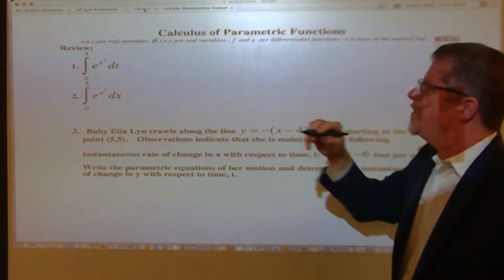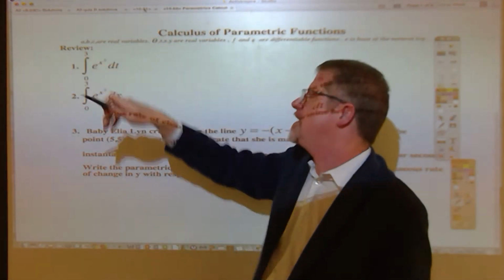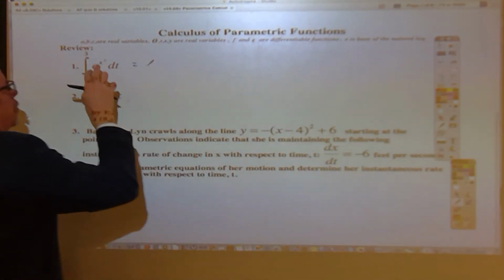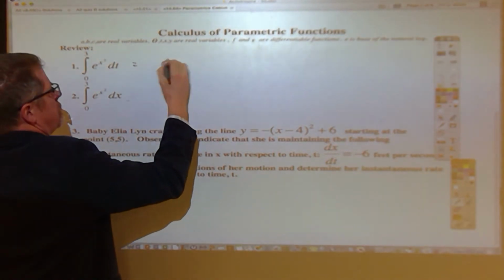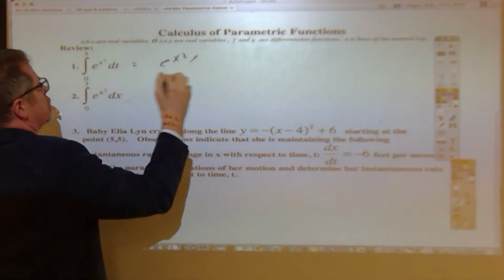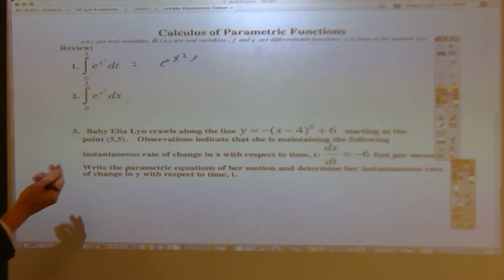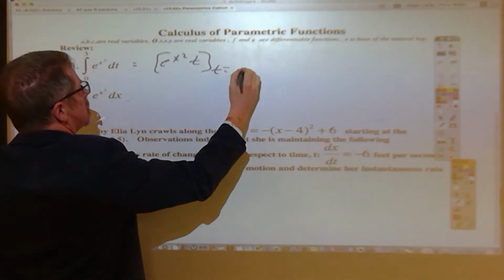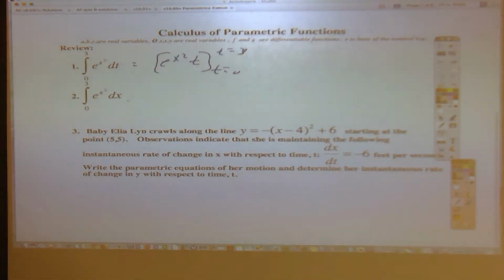First of all, reviewing the definite integral of e to the x squared dt. Thankfully, there's a mismatch between x and t, so you really don't have to do anything other than treat e to the x squared as a constant. When you integrate a constant, just think of it as 5. The antiderivative of 5 with respect to t is 5t. So this would be e to the x squared times t, evaluated from t equals 0 to t equals 3. That one is just meant to review how important it is to pay attention to the variables.